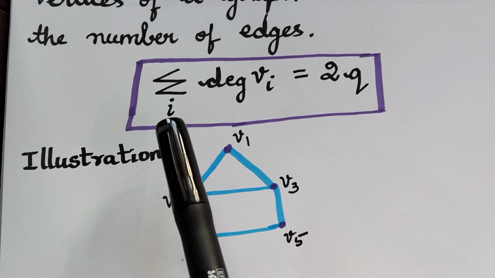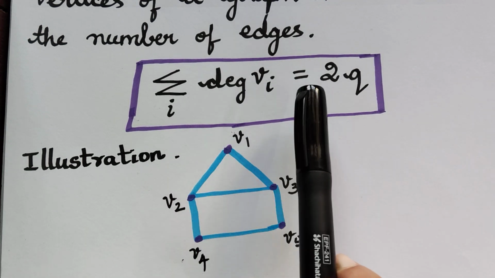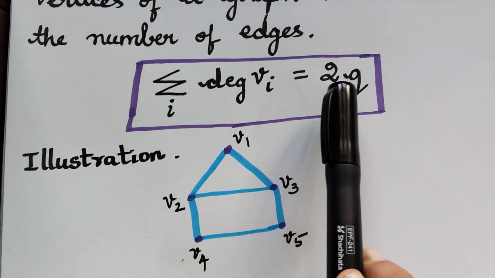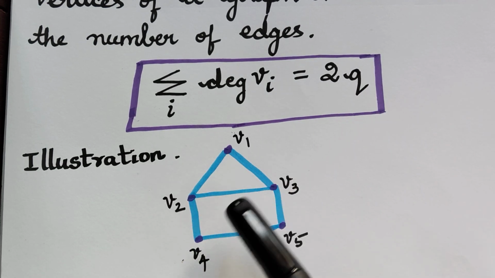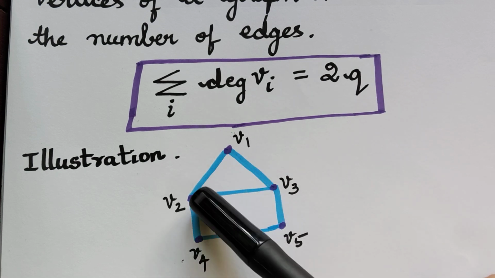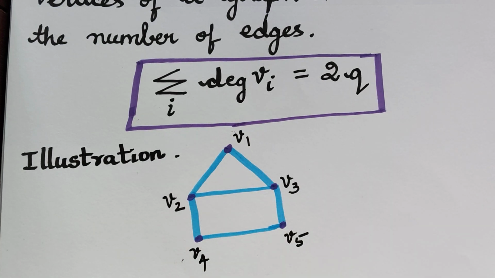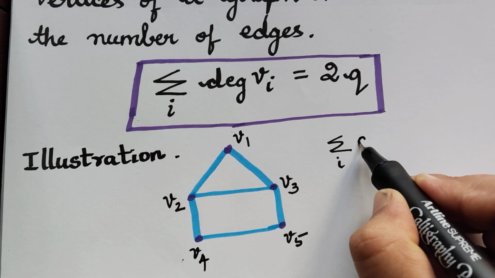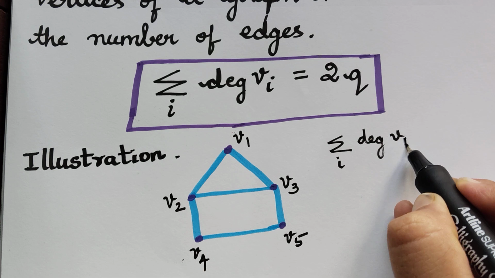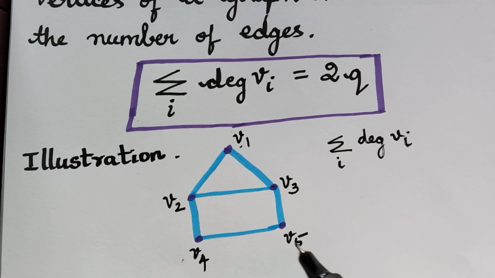So, the theorem says that if you add the degree of all the vertices, it will be equal to twice the number of edges, because we know that P represents the number of vertices and Q represents the number of edges. Now first we shall consider the left hand side. So the left hand side of this theorem is summation over i of degree of Vi, where i represents vertex V1, V2, V3, V4, V5.